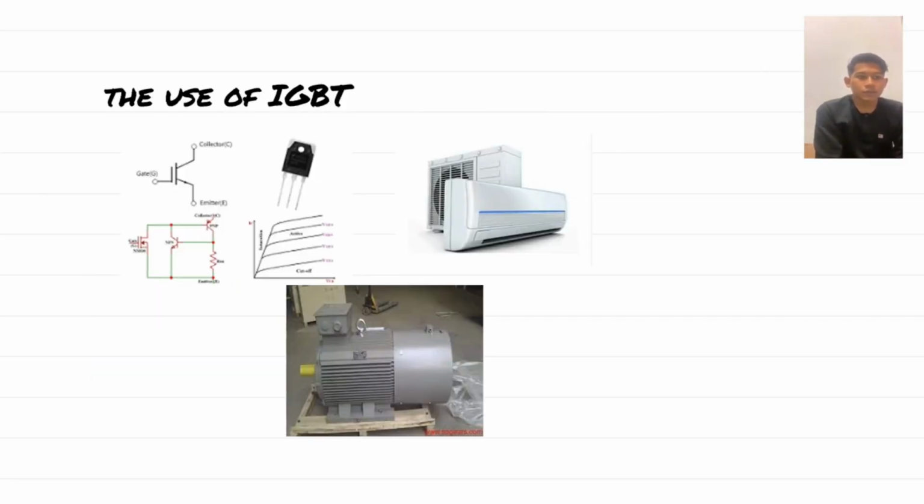What is the use of the IGBT? IGBTs are widely used as switching devices in inverter circuits, for DC to AC conversion, for driving small to large motors. IGBTs for inverter applications are used in home appliances such as air conditioners and refrigerators, industrial motors, and automotive main motor controllers to improve the efficiency.